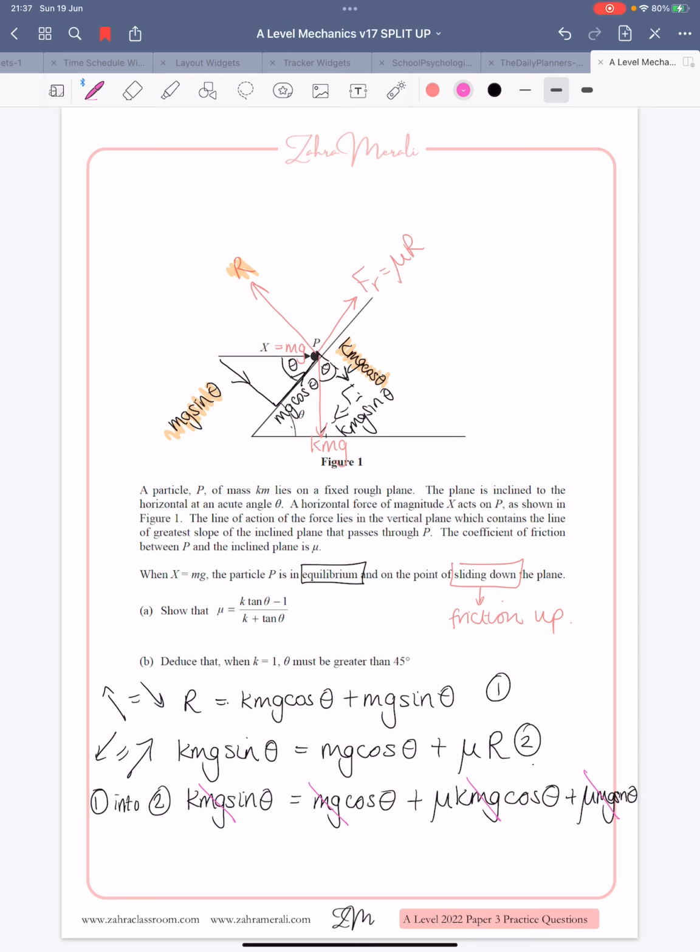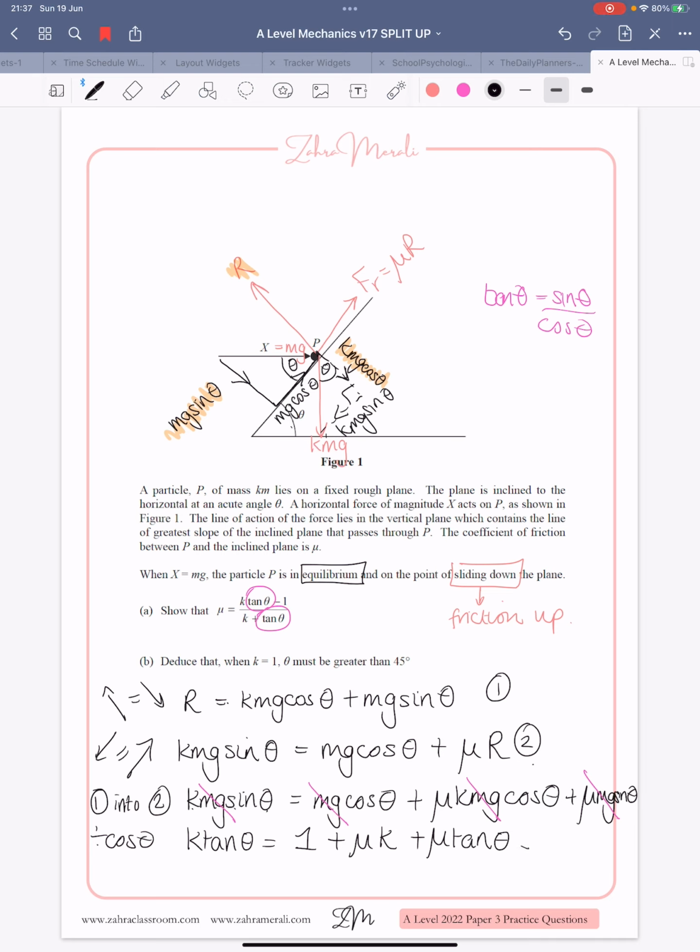Oh, actually, before we do that, we can see in the question we've got tan. So when we see that, we try to get there. We know that tan theta equals sine theta over cos theta. So what I'm going to do is divide everything by cos theta. So k sine theta, sine over cos is tan, so I'm going to get k tan theta. Cos theta divided by cos theta is just going to give me 1. I've got mu k cos theta, so again, the cos theta is going to disappear. And here I'm going to get mu tan theta, because I've got sine over cos.